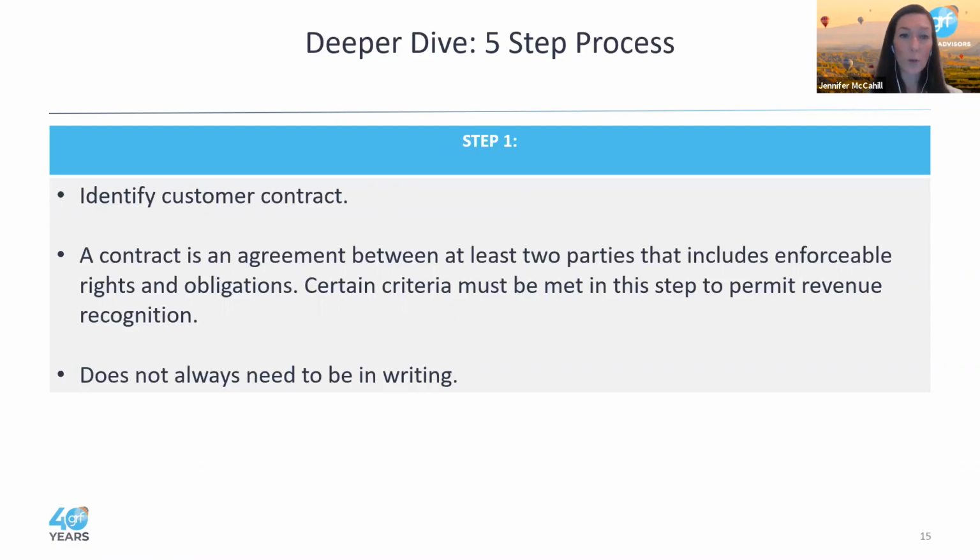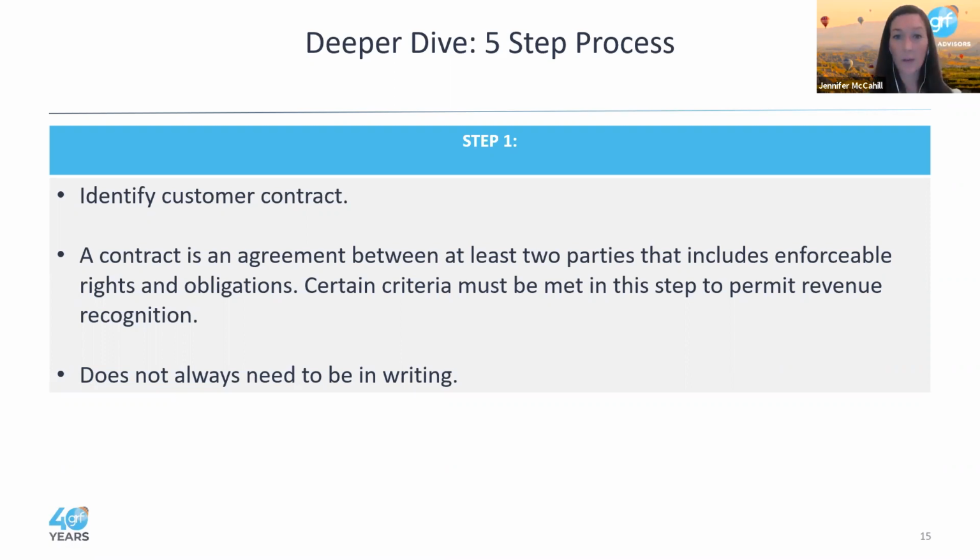And so here we've just reminded you all that a contract is an agreement between two parties that's enforceable. And certain criteria must be met in this step to permit the revenue recognition. So there are four subcategories within this category that you must also meet. I'll quickly chat on them.